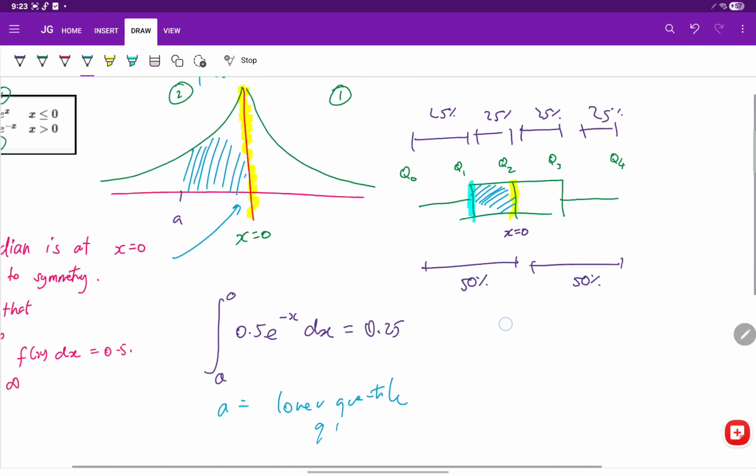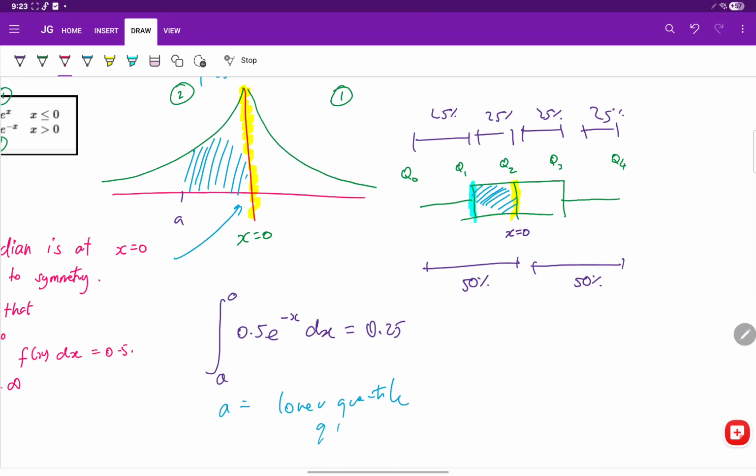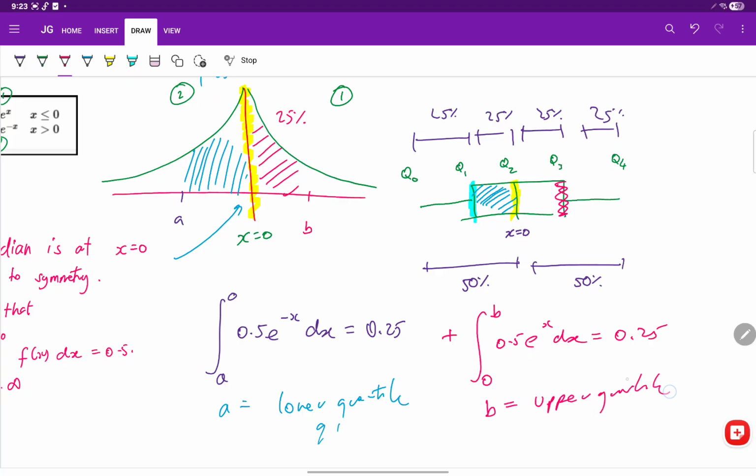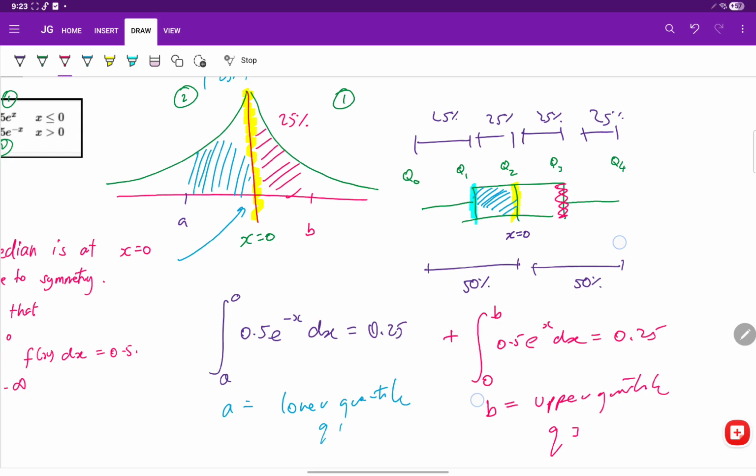Now, we can do the exact same thing for the other side. On the other side, we want to work out up to here, and that's going to be 25%. So we take the integral from 0 to some bound b, and that will be an area worth 25% as well. So 0.5 e to the power of x dx is equal to 0.25. Once you work out your b value, that's going to be your upper quartile, Q3.